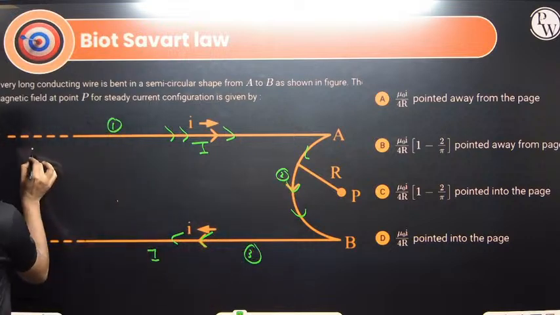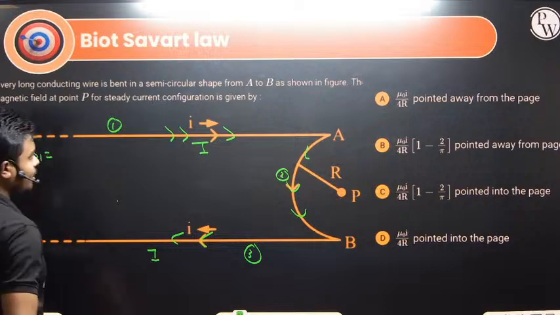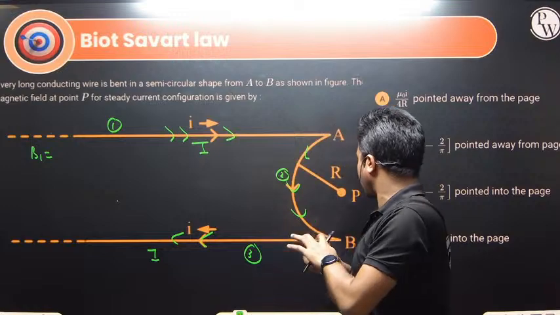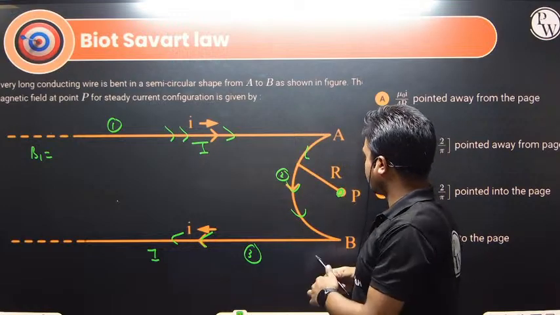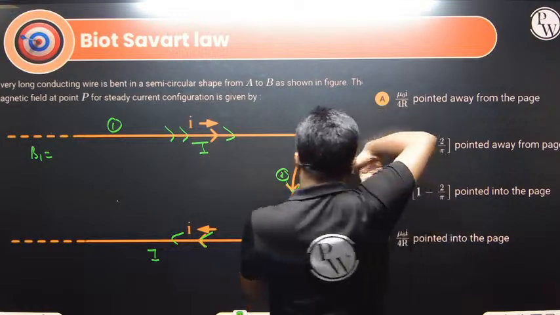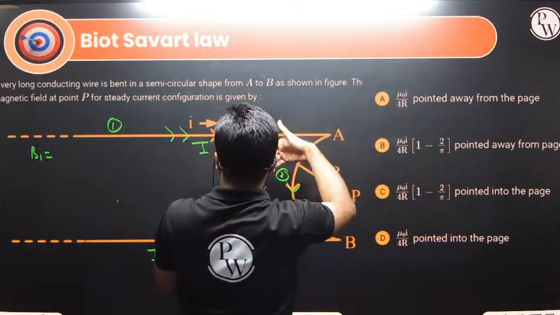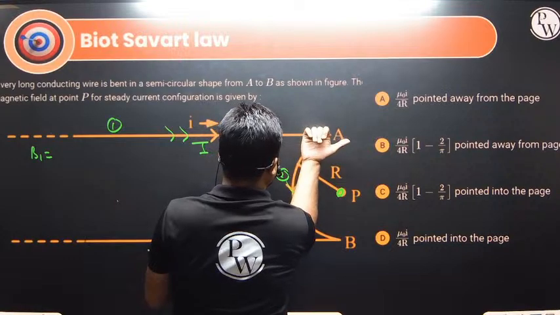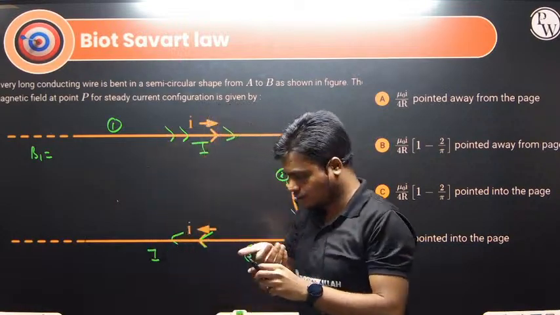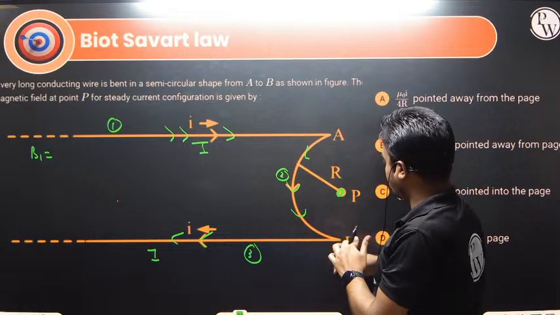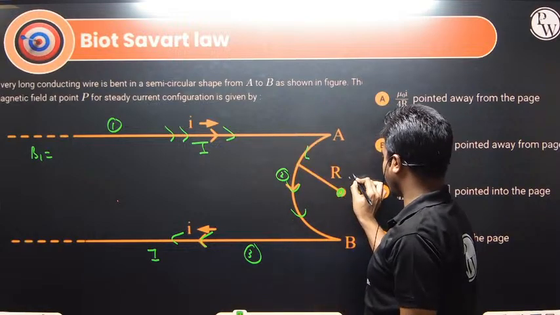Because of 1, let's check it. What is the direction of the magnetic field? The direction of current is this way. At this particular point we want to calculate the magnetic field. I have to rotate my fingers, right? This will be the direction of the current, and my magnetic field is coming outward like this. So for this current, the magnetic field is coming outward.